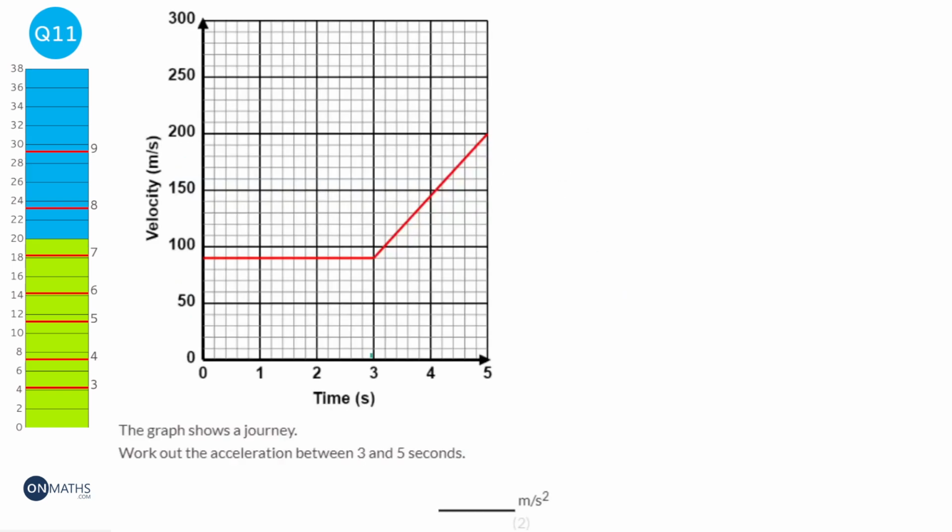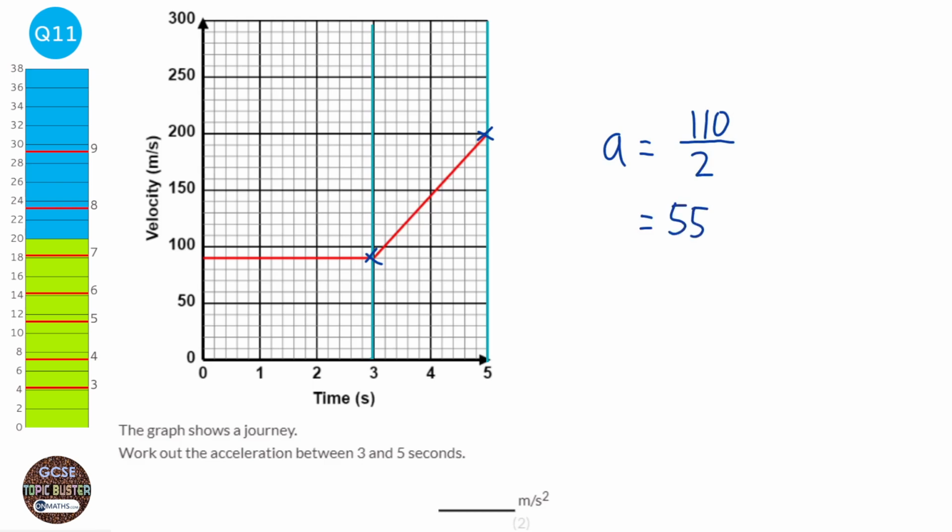So we're looking for the acceleration between 3 and 5 seconds. And acceleration is calculated by the change in velocity. So we're going to see how much the velocity's changed. So it started at 90 and it's gone up to 200. So that would be 110 over the time. Now the time is 2 seconds. So it's going to be 110 divided by 2, which is 55.